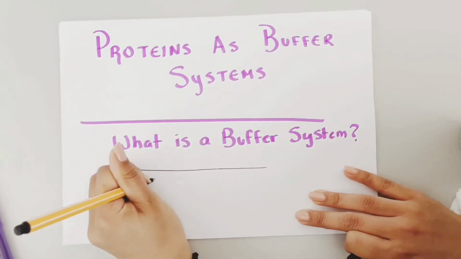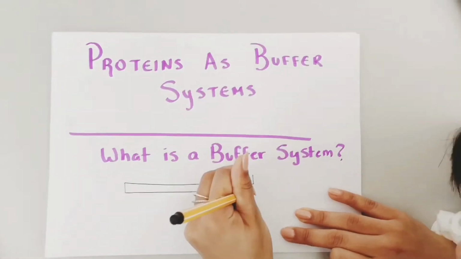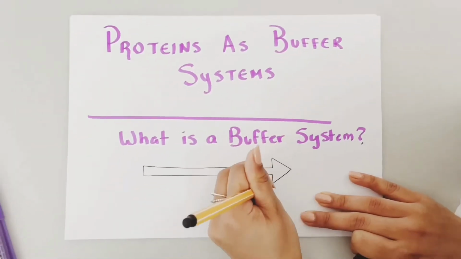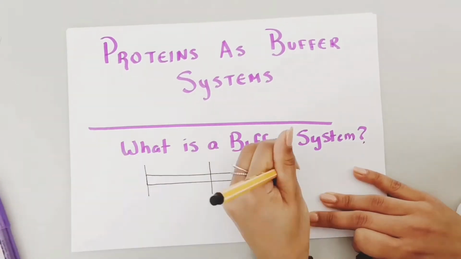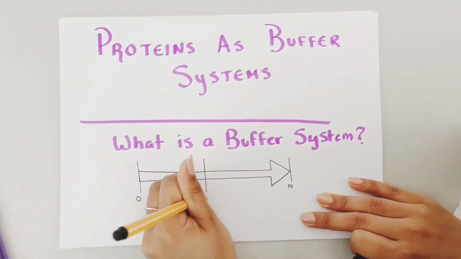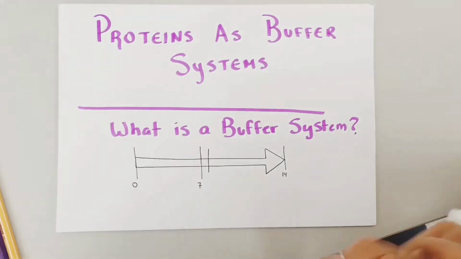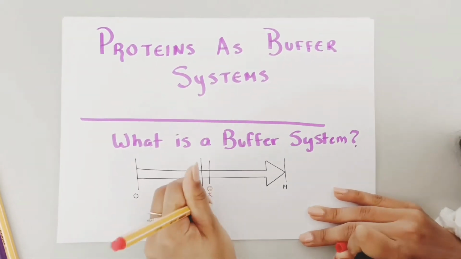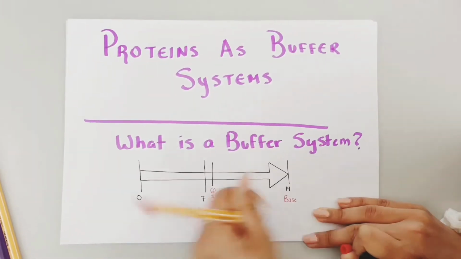So, if we look at the pH scale, we see that from pH 0 to 7, it is an acid solution, and from pH 7 to 14, it is a basic solution. And where do we find ourselves? What pH do we have? Well, humans have pH 7.4.